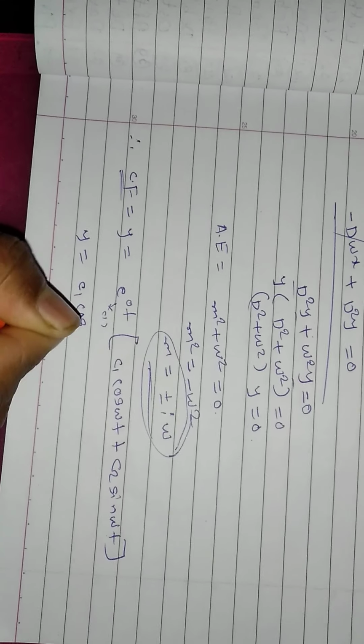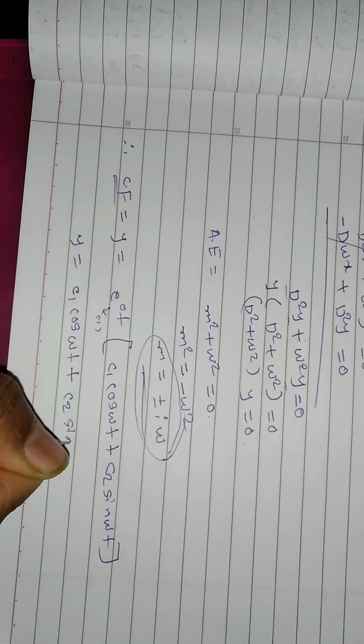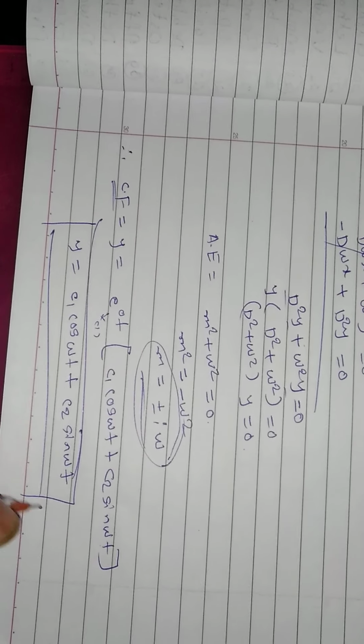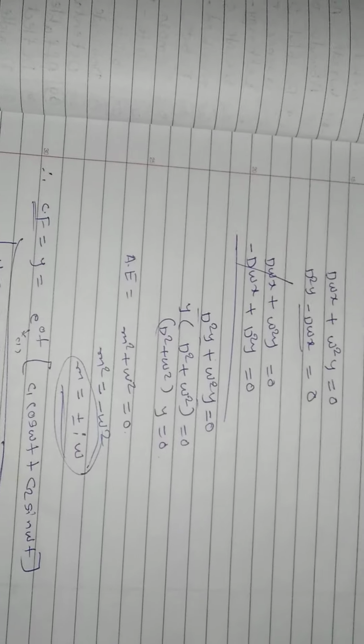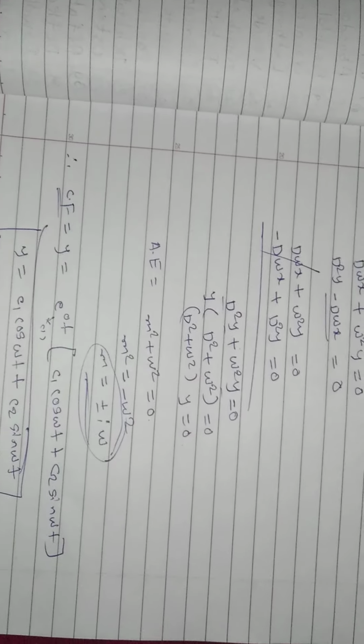So what I can write finally: c1 cos omega t plus c2 sin omega t. This is the final answer for the current question, guys. So like this you can solve. This is the solution. I hope you got an idea how to solve these types of problems.